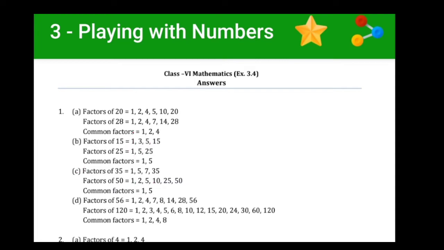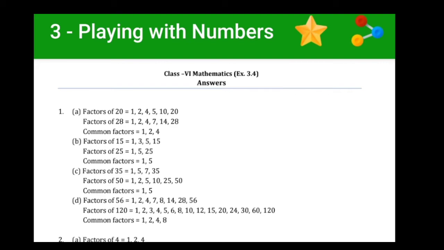Now same like that, question D. Here the two numbers are 56 and 120. 1 is a factor, 56 is also a factor. Now the remaining 2, 4, 7, 8, 14 and 28 are also factors of 56. And same like that, factors of 120. Students, here 120 is a larger number.